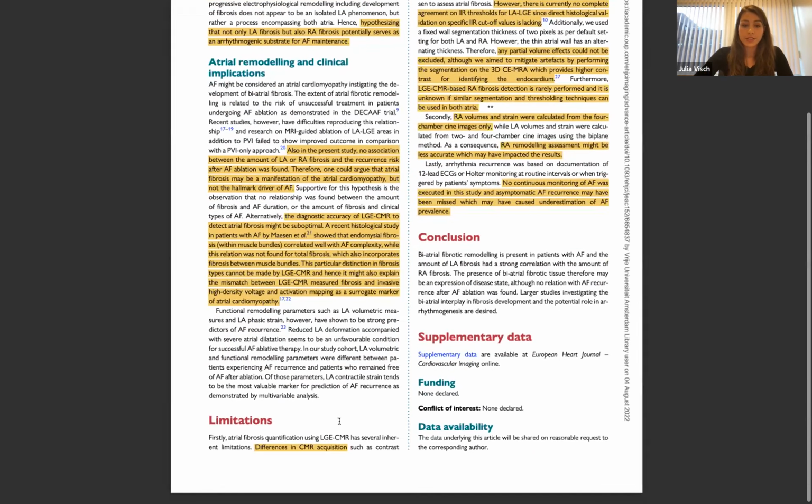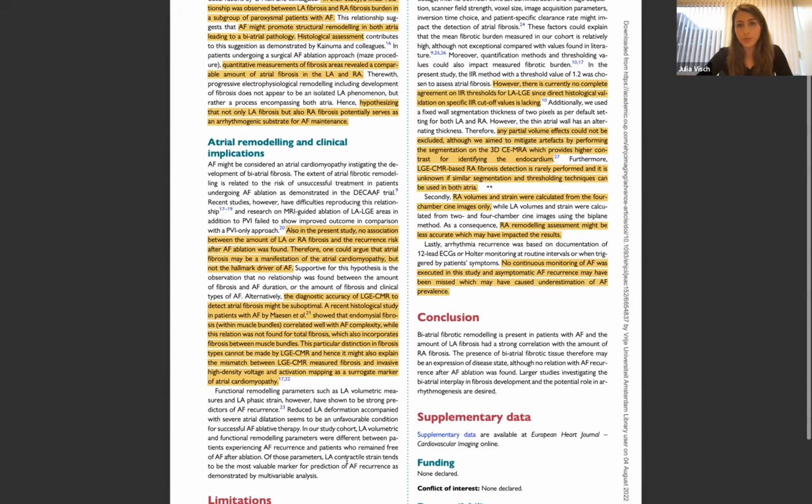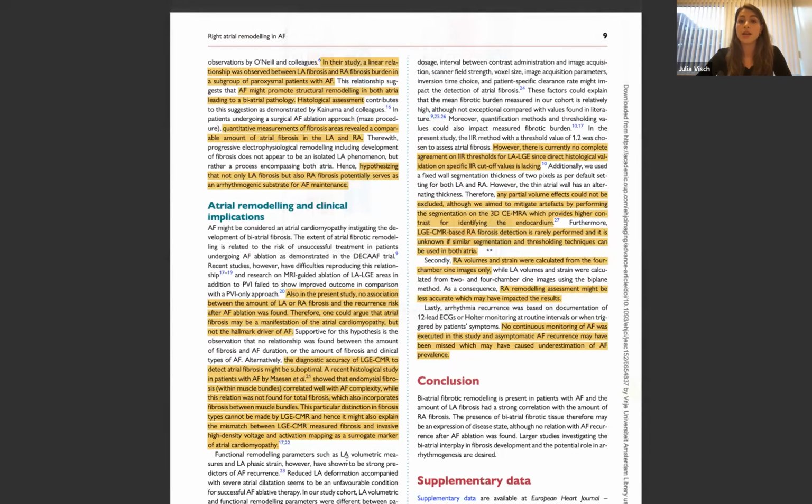When we look at the limitations, obviously there are the general CMR limitations, such as differences in CMR acquisition, while this is not the case for assessing the differences between left and right, as this was in the same patient, so the same circumstances. Next to that, there's currently no complete agreement on which threshold to use for fibrosis. We used 1.2, but there has not been a histological validation on this value.